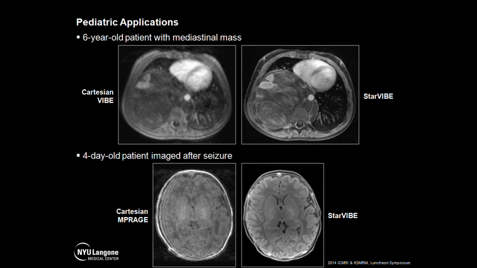On the next slide, you can see two more examples. On top, this is a 6-year-old patient with a huge lesion in the chest. Again, respiration artifacts on the Cartesian scan and improved image quality on the StarVIBE sequence. And we are not only using this sequence for body imaging, we are also using it for pediatric brain imaging. And on the bottom, you can see a 4-day-old patient who was scanned because of a seizure. And on the left side, you can see that the Cartesian MP-RAGE scan was affected by quite significant motion artifacts. And with the StarVIBE sequence, we were then able to get reasonable image quality in this patient.